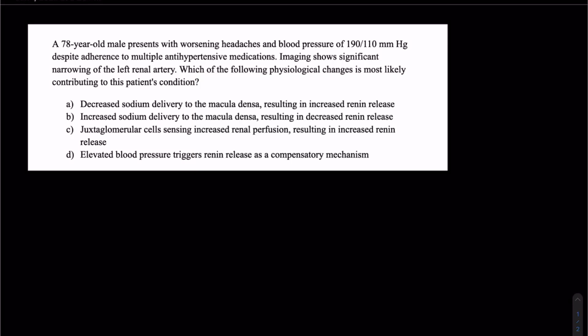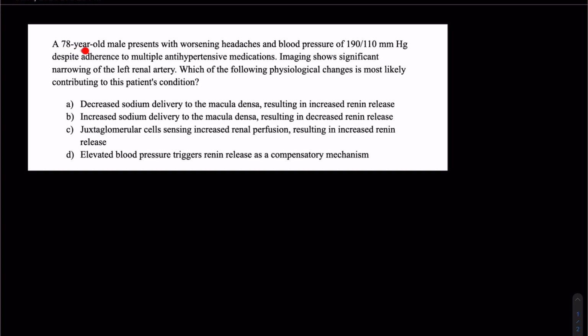How's it going, everyone? Today we're going to be talking about renal physiology, specifically a renal artery stenosis practice question. These types of questions can be really difficult if you haven't seen them before, so feel free to pause the video, try it on your own, and then we'll go through it.